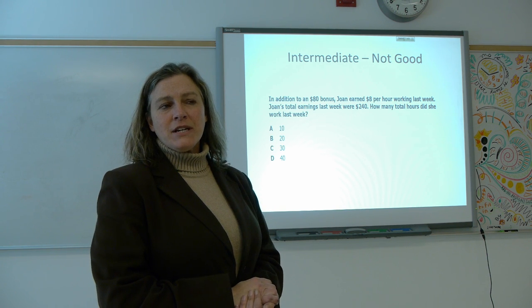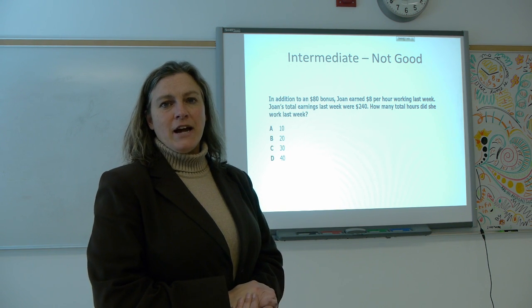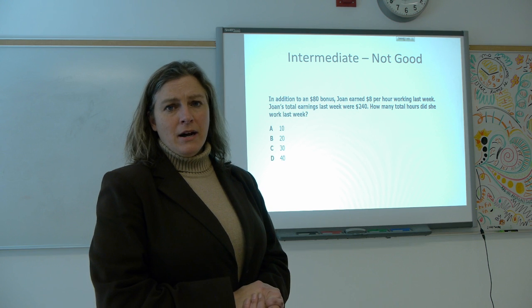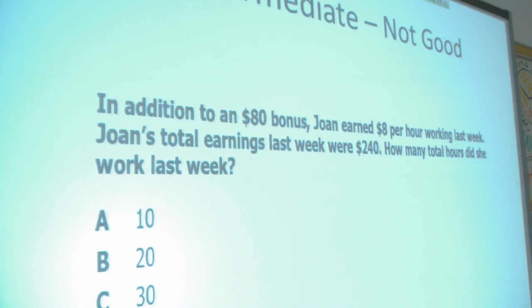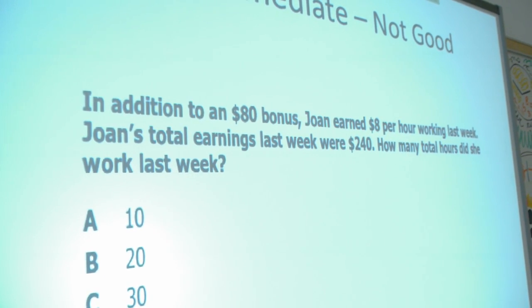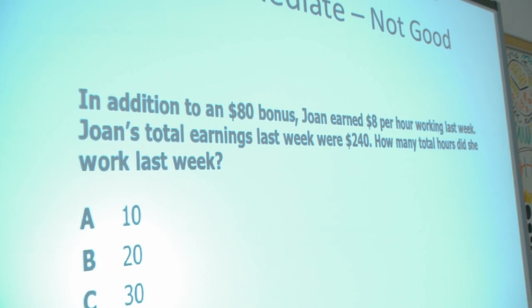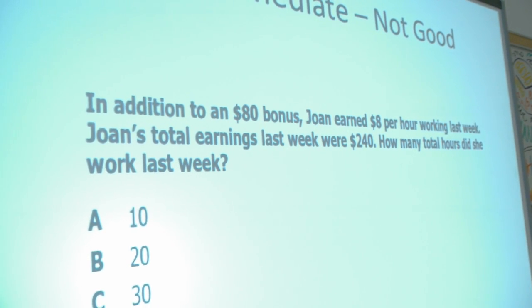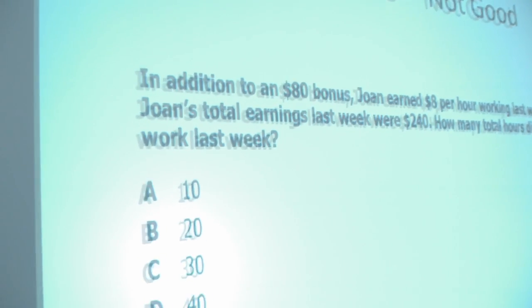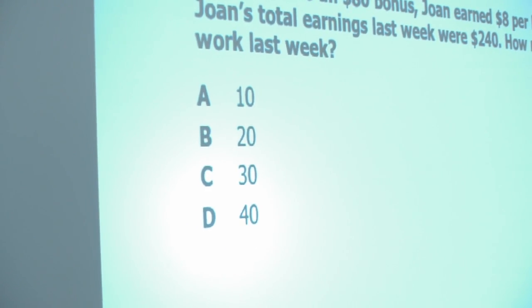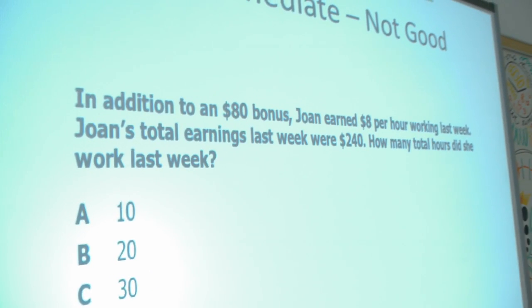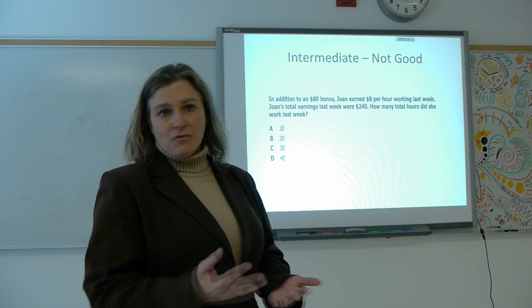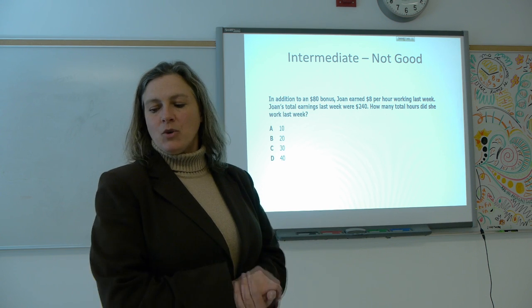Okay, my next example of a not so good item, this one at the intermediate level, comes from one of the Virginia released SOLs, yes, unfortunate acronym, which stands for Standards of Learning, and of course Algebra 1 exams. This item reads: in addition to an $80 bonus, Joan earned $8 per hour working last week. Joan's total earnings last week were $240. How many total hours did she work last week?